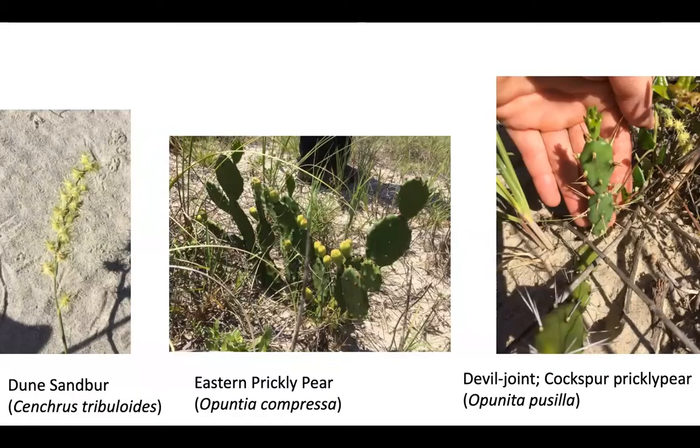And then there are several sort of more ferocious plants. If you've ever walked on the dune itself, you'll know that you need to wear closed-toed shoes because of things like dune sandbur, which will readily break off of its stem and embed in your foot. And then at least 2 or 3 species of prickly pear, which can go from relatively benign, which is the eastern prickly pear, kind of big and easy to avoid, to very dangerous devil joint, which is in places very dense. If you step on it, it will become embedded in your foot and is very hard to remove, very painful.